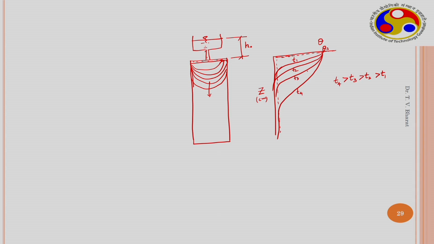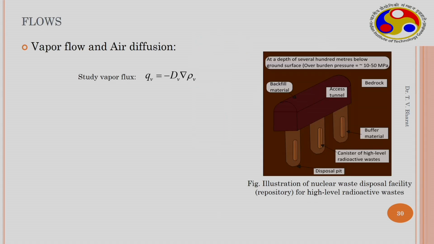Such a profile can be obtained using free software like Hydrus 1D. So here our discussion on steady state flows and transient flows is complete for our course.